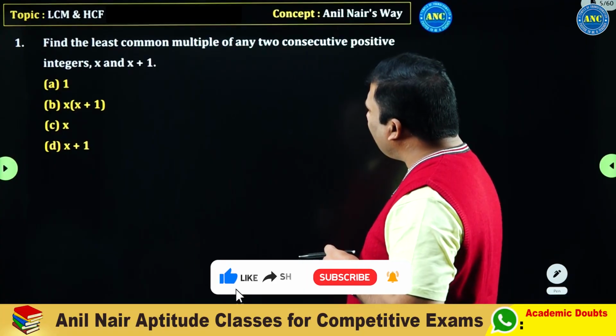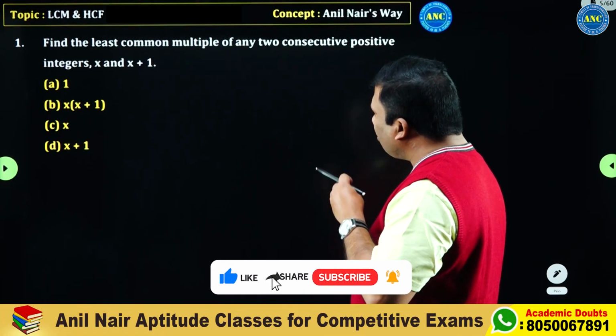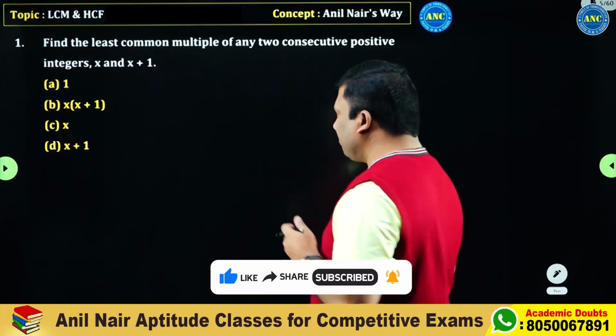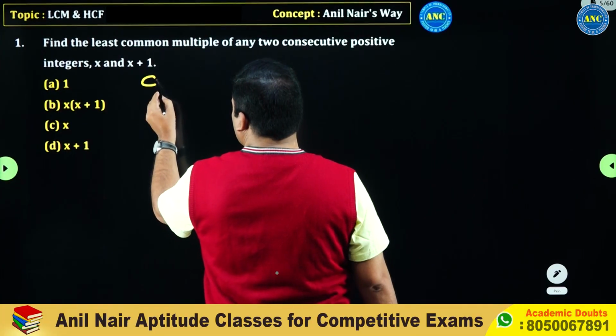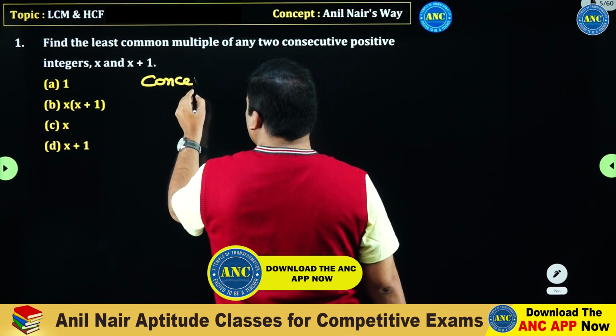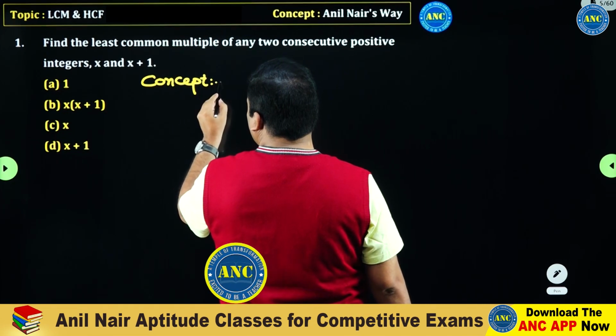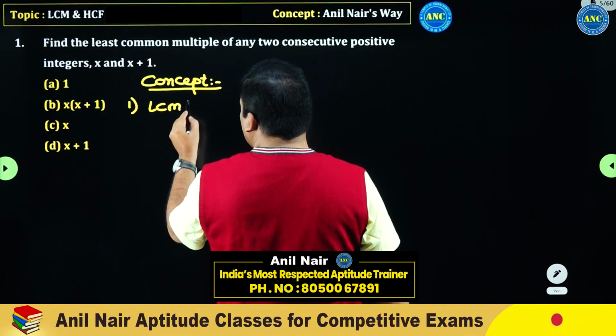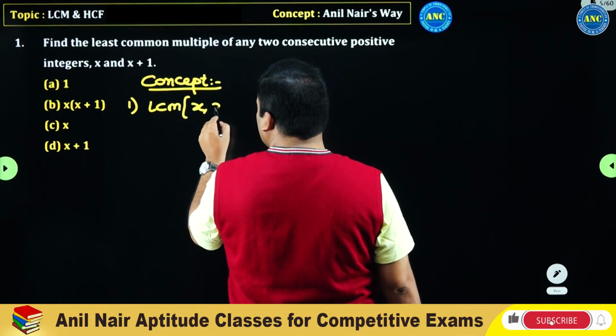Find the least common multiple of any two consecutive positive integers x and x plus 1. Now, a few things. What is the question that he is asking? LCM. He is asking for the LCM of two consecutive positive integers.